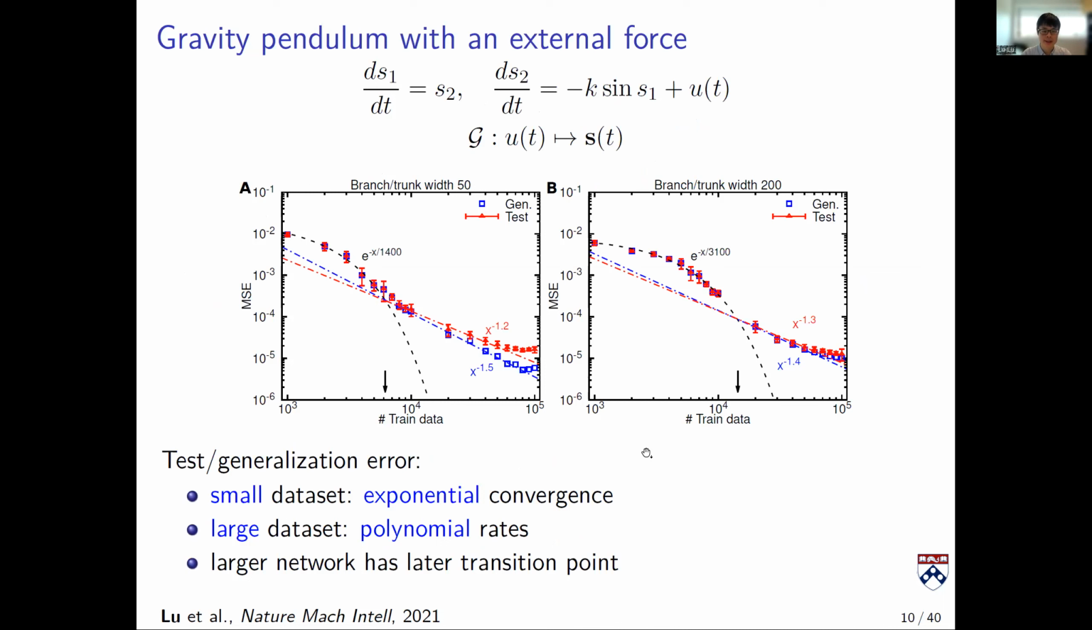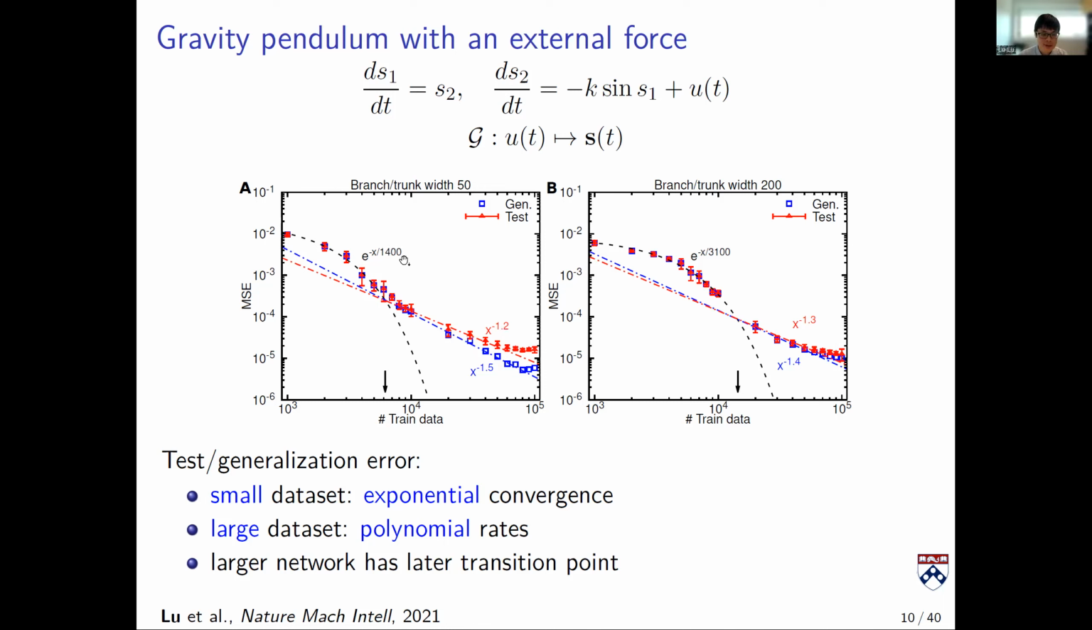Then let's go to a more complicated case. This is a gravity pendulum with external force. s1 is the location, s2 is the velocity of the pendulum, and we have an external force u(t) applied on the pendulum. Then we try to learn the mapping from this external force to the solution. Here we gradually increase the data set size from small to large, and look at the convergence of the testing error and the generalization error. What we can see from the plot is that when the data set is small, the convergence almost follows an exponential rate. Then when the data set is large, it becomes a polynomial rate.